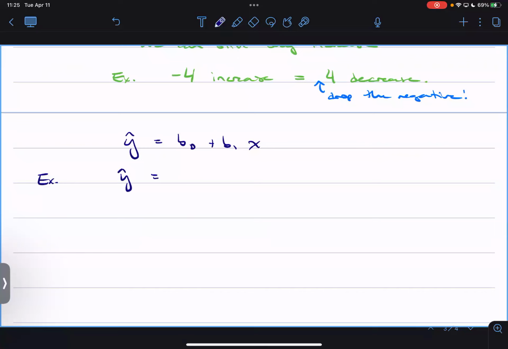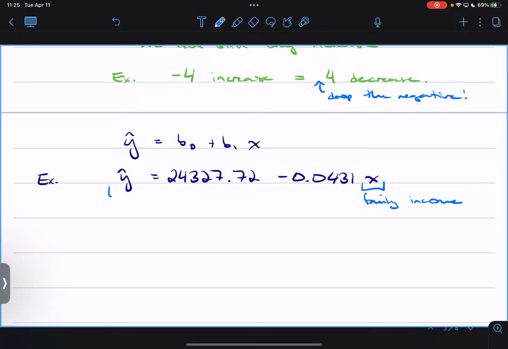regression line, where do I have it? 24,327.72 minus 0.0431 times x, which is the family income. Right. Family income and gift aid. It's up to you whether you like to use the actual variable names in there or just y and x is totally fine as well. Just have to figure out what helps you.